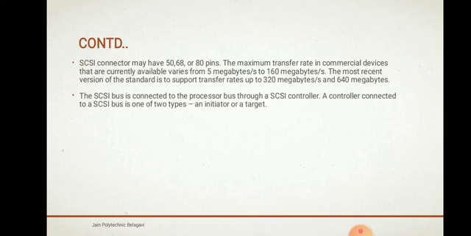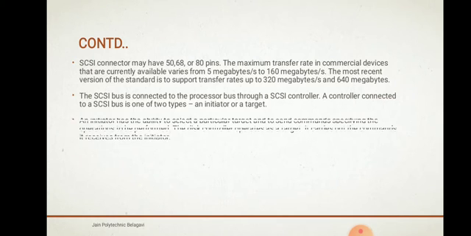The SCSI bus is connected to the processor bus through a SCSI controller. The controller connected to the SCSI bus is one of two types, an initiator or a target. An initiator has the ability to select a particular target and to send a command specifying the operations. Otherwise, the controller operates as a target.